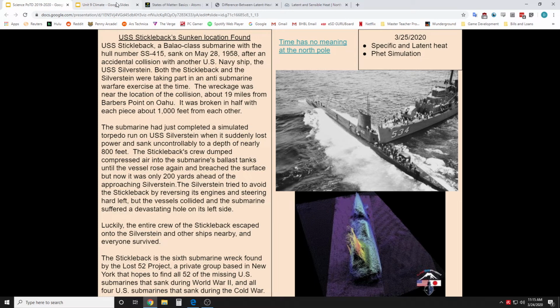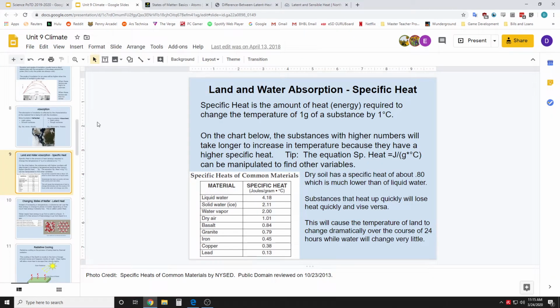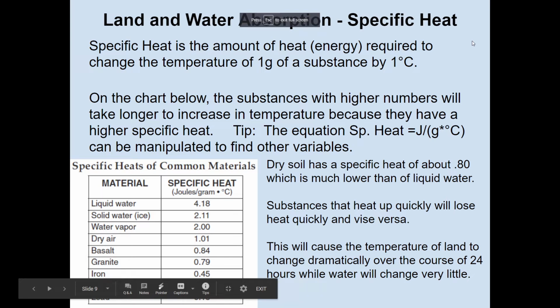So there's not really too many slides to do today. One is just on specific heat, and the other one is on latent heat. It is something that we have talked about, and takes some time to understand.